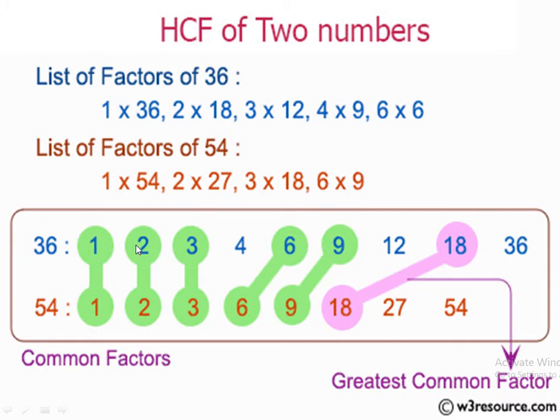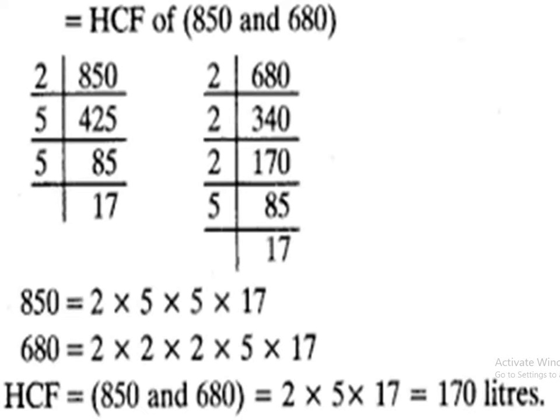So now 1 is also a common factor, 2 is also a common factor, then 3 is again a common factor, 6 is a common factor, 9 is a common factor, 18 is also a common factor. So the highest common factor here is 18. So 18 is the greatest common factor or the highest common factor, and hence the HCF of 36 and 54 is 18. Now let's see the factorization method to find out HCF.